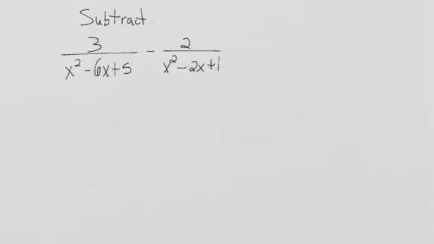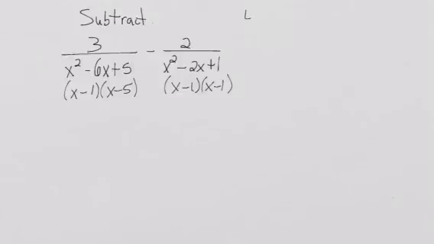Alright, let's look at one more. Again, we got to make sure, before we find the LCD, my denominators have to be factored. So this first one, we see it factors actually into x minus 1 and x minus 5. Remember, two numbers that multiply to give me 5, add to give me negative 6. And the second one is going to factor into x minus 1, x minus 1. Two numbers that multiply to give me 1, add to give me negative 2.